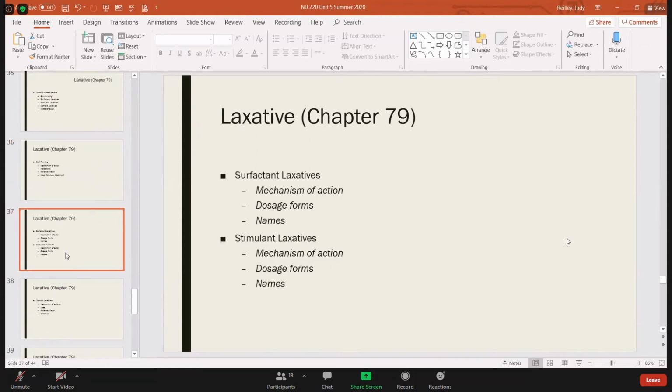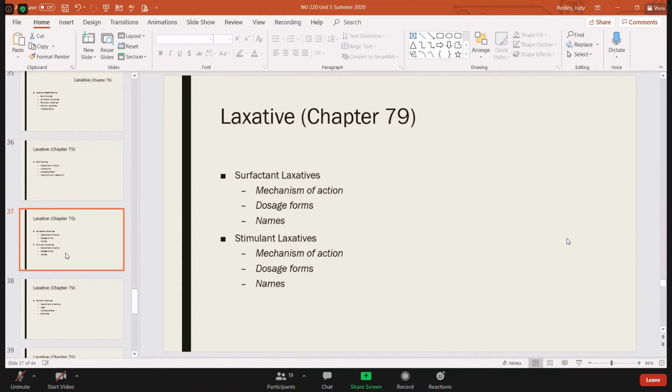When you look at the next two groups, surfactant and stimulant, you have the surfactant, which lowers surface tension, which facilitates penetration of fluid into the feces. You're going to see that it comes in forms of capsules, tablets, syrups, and liquids. Your most common one is going to be your docusate sodium. That's the gel. Usually you see it in a gel capsule is how it's given. You should take that also with a full glass of water.